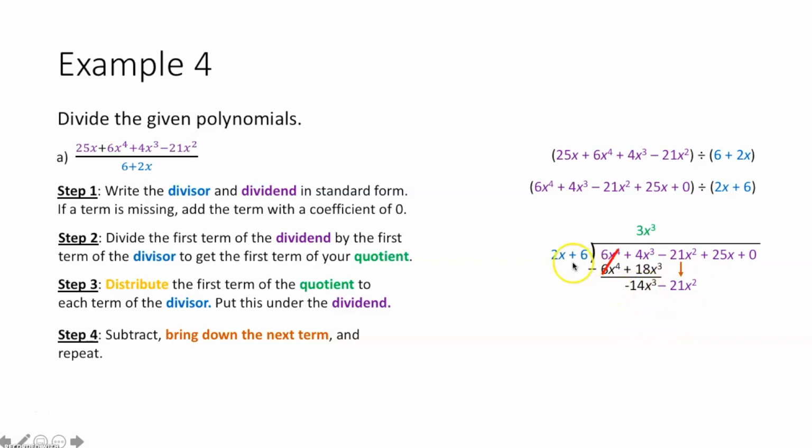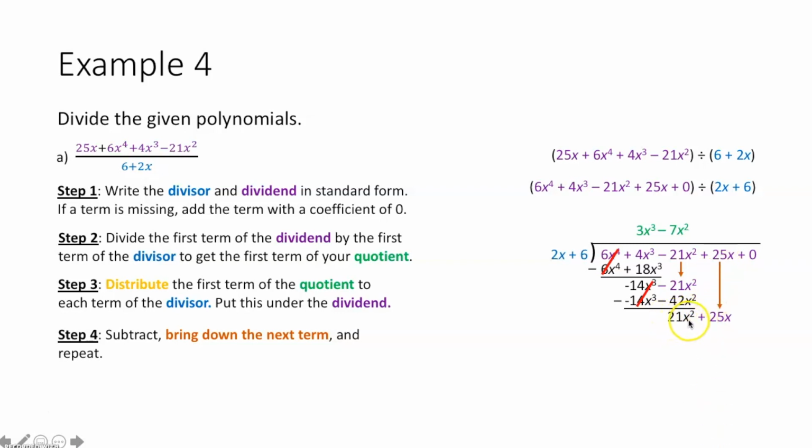Negative 14x cubed divided by 2x is going to be negative 7x squared. So we put that here. We then distribute the negative 7x squared to the 2x, and that becomes negative 14x cubed. That's why we did it. These are the same. And then negative 7x squared times the 6 becomes negative 42x squared. So now we subtract. These are going to cancel each other out. And then negative 21x squared minus negative 42x squared is positive 21x squared. We then drop down this 25x and repeat the process.